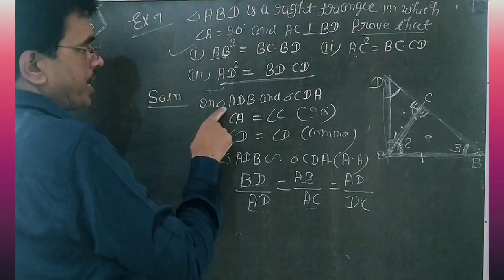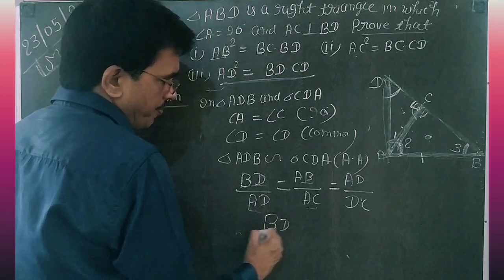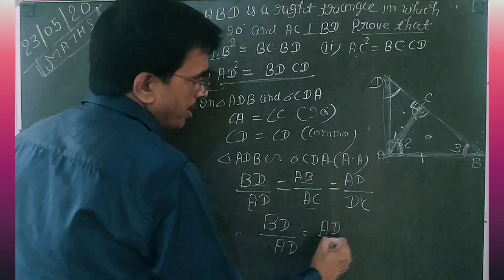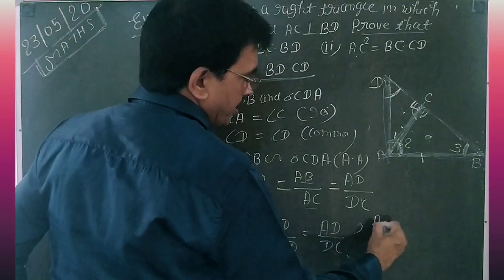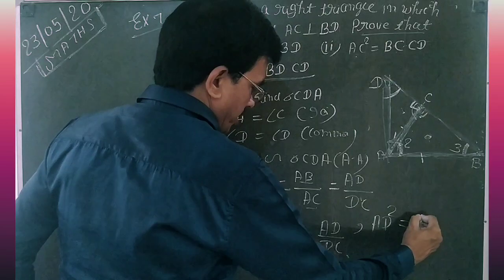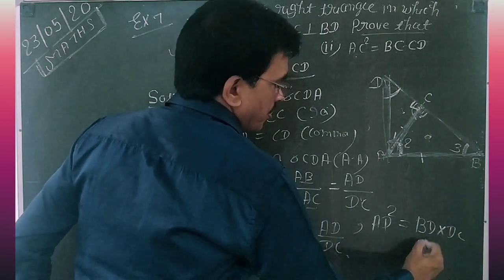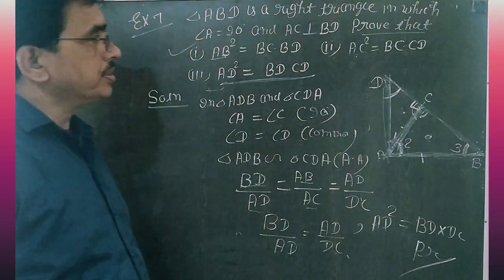You have to prove AD square. So you take first and last. So BD by AD is equal to AD by DC. Cross multiplication. Then you write AD square is equal to BD into DC. So this is your last solution of this.